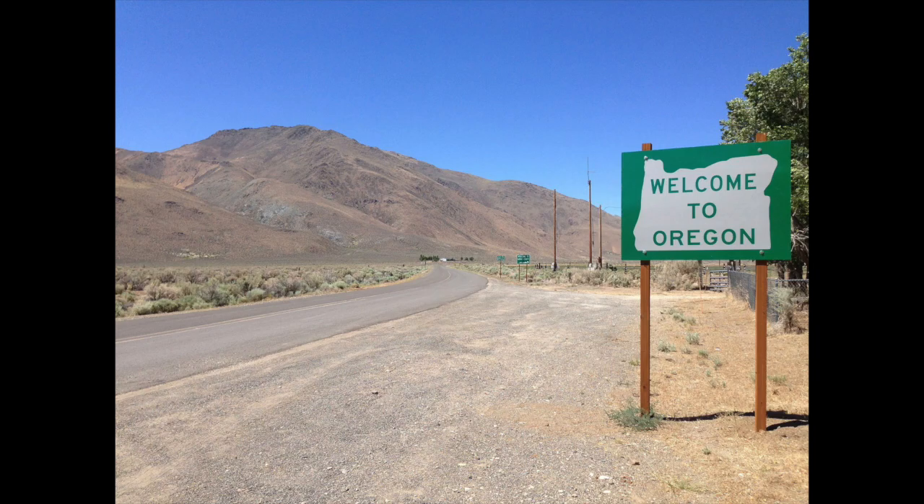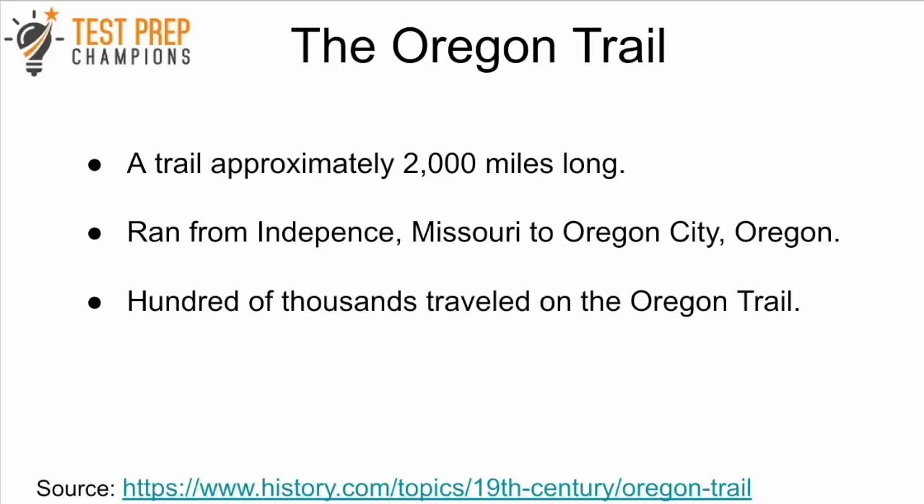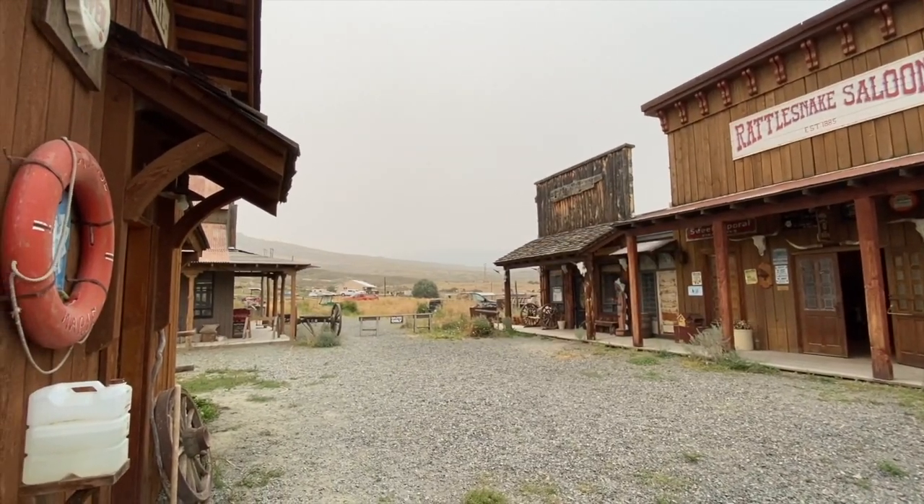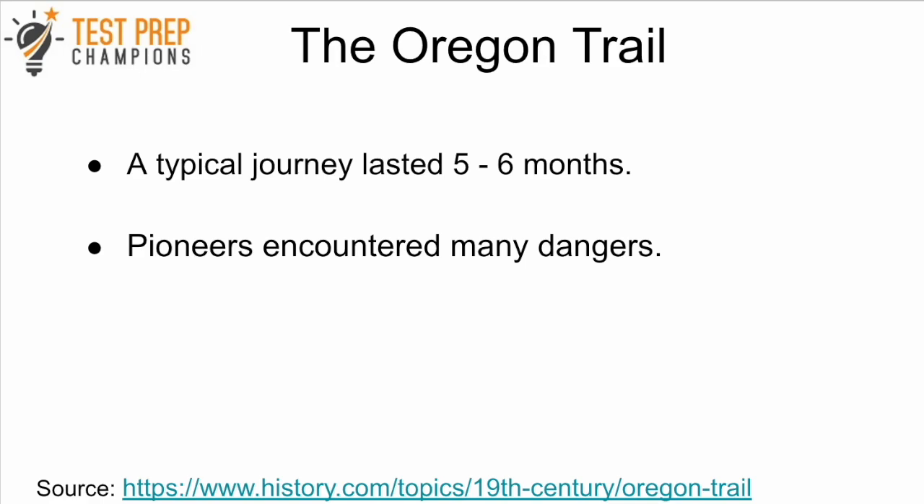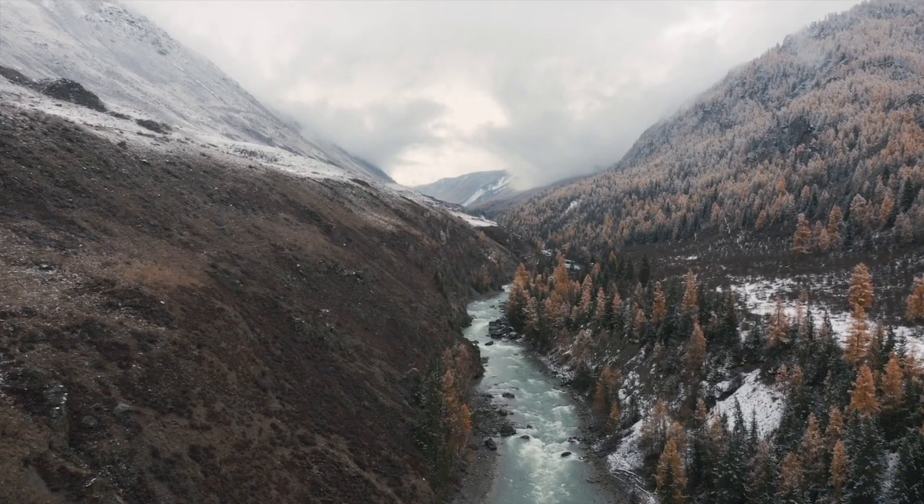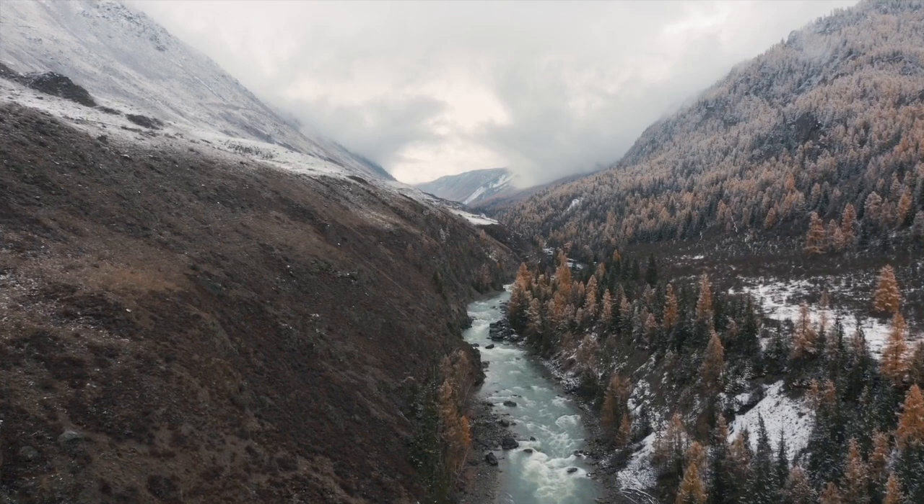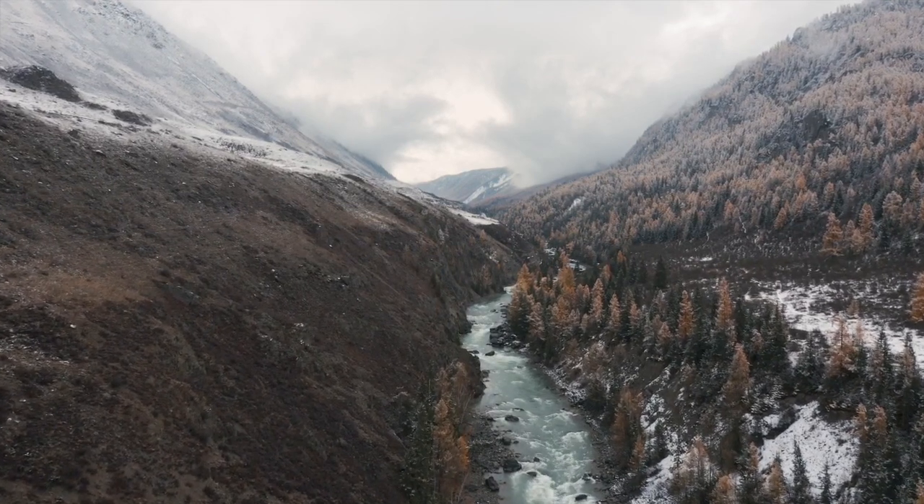So what was the Oregon Trail? The Oregon Trail was a trail approximately 2,000 miles long that ran from Independence, Missouri to Oregon City, Oregon. Hundreds of thousands of American pioneers traveled on the Oregon Trail to venture west. A typical journey lasted 5 to 6 months. Now, the Oregon Trail presented many different dangers, and sadly 1 in 10 travelers died.